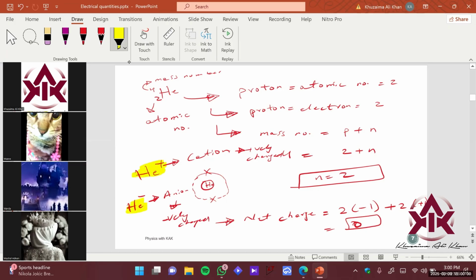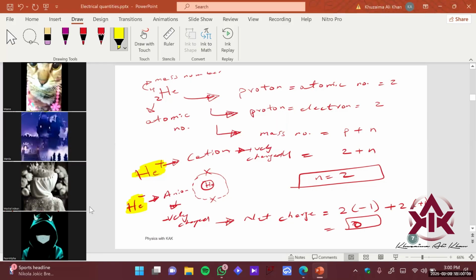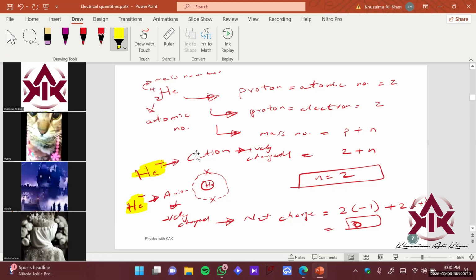If it makes sense, this brief summary of chemistry concepts, give me a thumbs up. It makes sense to Varda. That's good. Maeve, does it make sense? Hamza and Mashal? Okay, it makes sense to Mashal also. I believe Hamza is also fine. That's good.